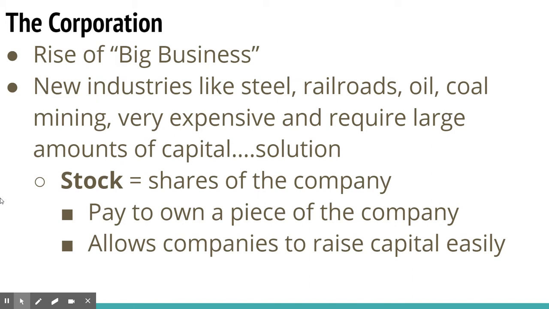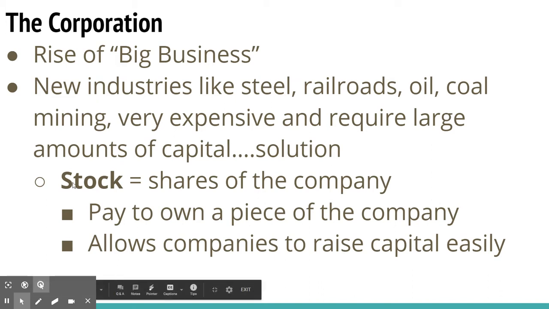This is because a lot of the new industries like coal, steel, oil, and the railroad are very, very expensive. So the solution is the formation of the corporation, and the way the corporation comes about is through the selling of stock. Because things like the railroad cost hundreds of millions of dollars, there is no one that has that much money. So stock allows these corporations to raise the money to build these steel plants, these oil fields, and these mines.